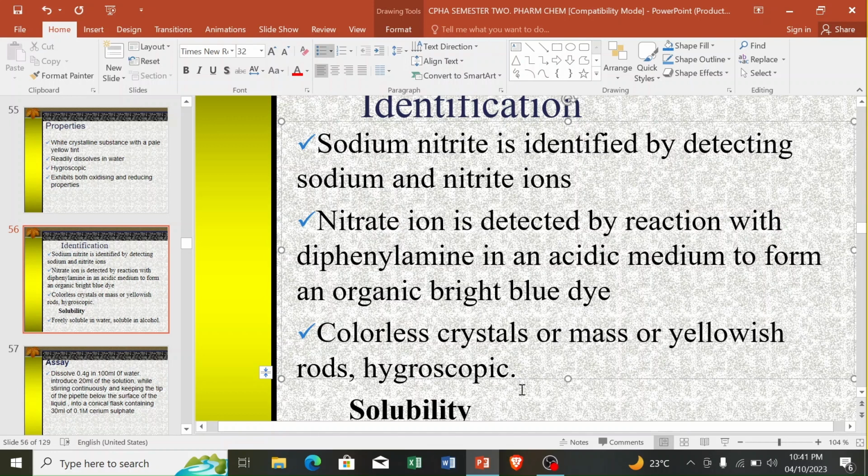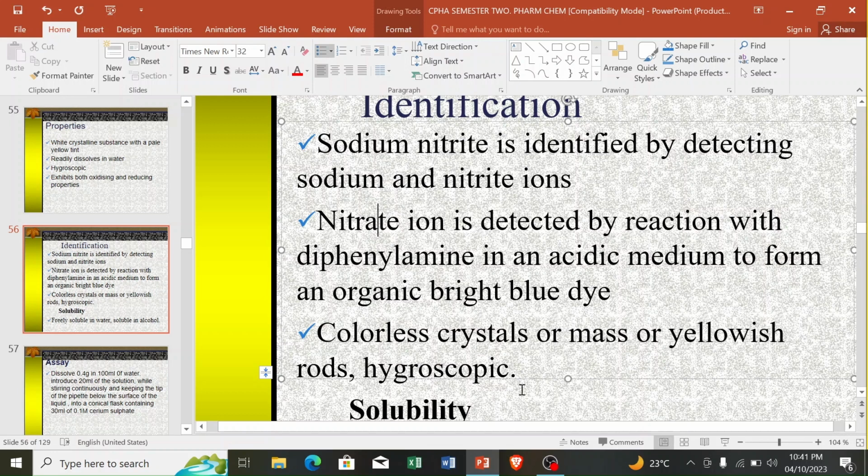So when we use that to identify the sodium ions, we mix it in solution. After we have mixed it in a solution, if sodium ions are present, we expect to see a yellowish or a yellow precipitate. If they are absent, we have no observable change. That is for sodium ions.